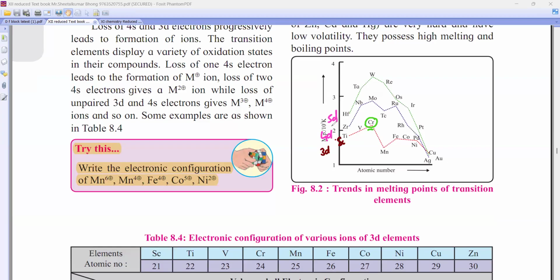So similarly, 3D के नीचे कौन होता है? 4D. 4D के नीचे क्या होता है? 5D. अच्छा, as you go down, beta, what happens? Their mass also increases, not? Atomic number increases, so mass will also increase. So then in 4D series, who has the highest boiling point? And in 5D series, who has the highest?